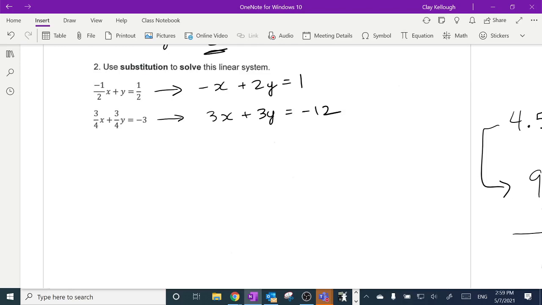Don't forget to multiply the constants. It's super easy to forget that. All right, next.